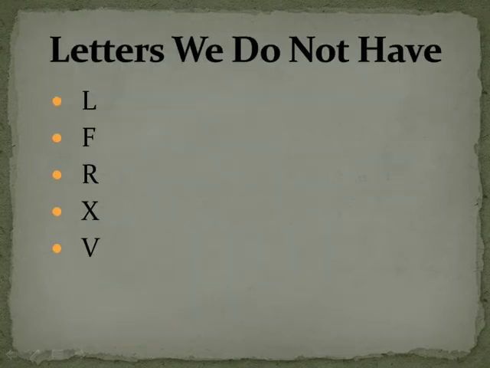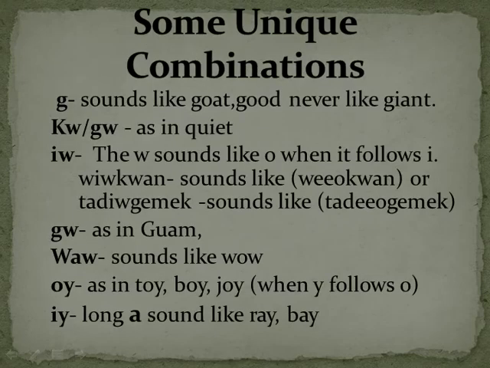Letters we do not have in Potawatomi include L, R, F, X, and V. We just simply don't have those sounds. And then some other unique combinations. The G in Potawatomi always sounds like G, as in goat or good. It never sounds like giant. When you say the word giant, it's almost a J sound in English, but it's always G, like goat, good. Que, as in quiet.